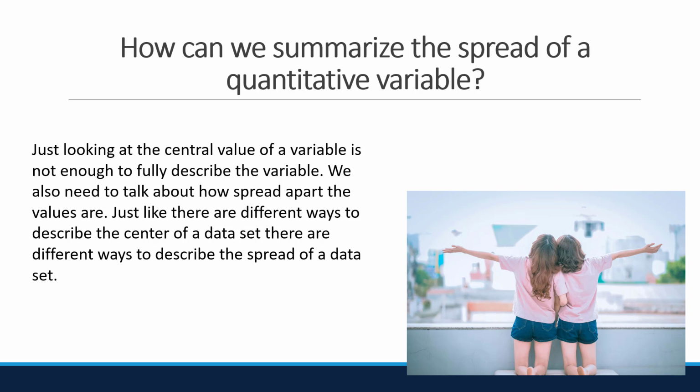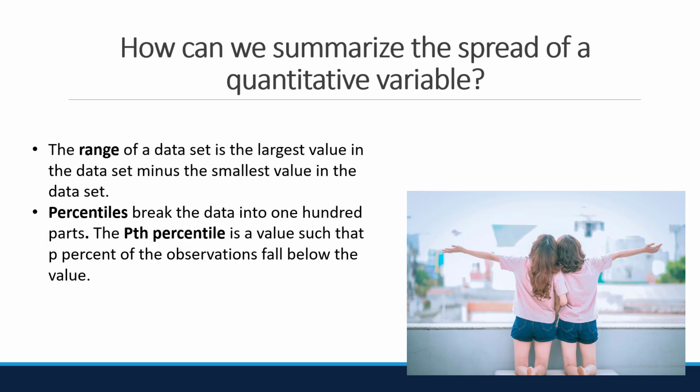Just looking at the central value of a variable is not enough to fully describe the variable. We also need to talk about how spread apart the values are. Just like there are different ways to describe the center of a data set, there are different ways to describe the spread of a data set. The range of a data set is the largest value in the data set minus the smallest value of the data set. The range is a very simplistic measurement of spread.